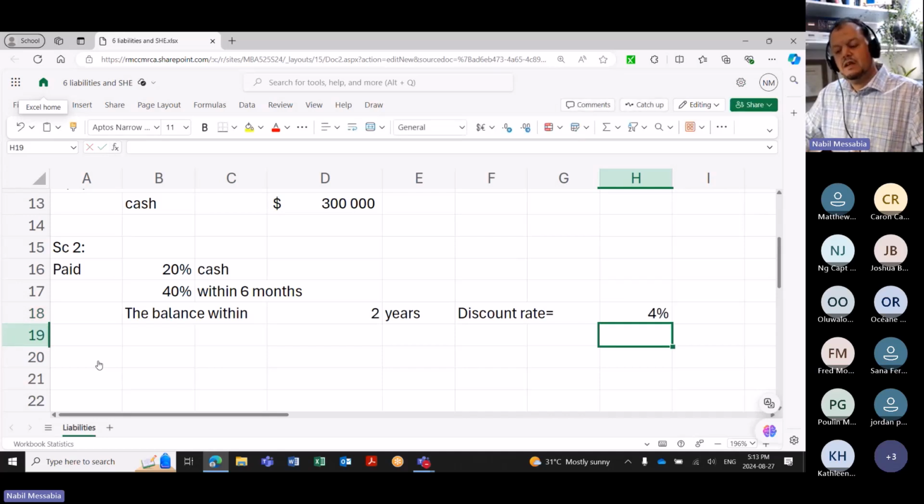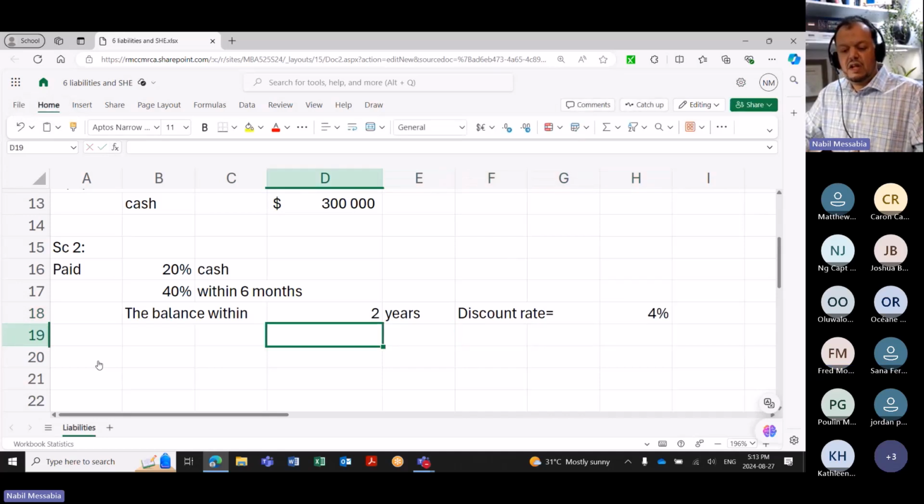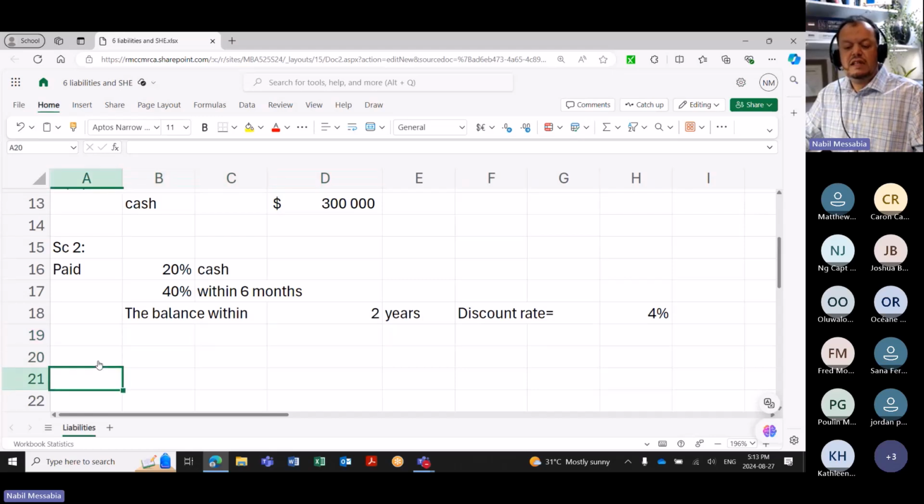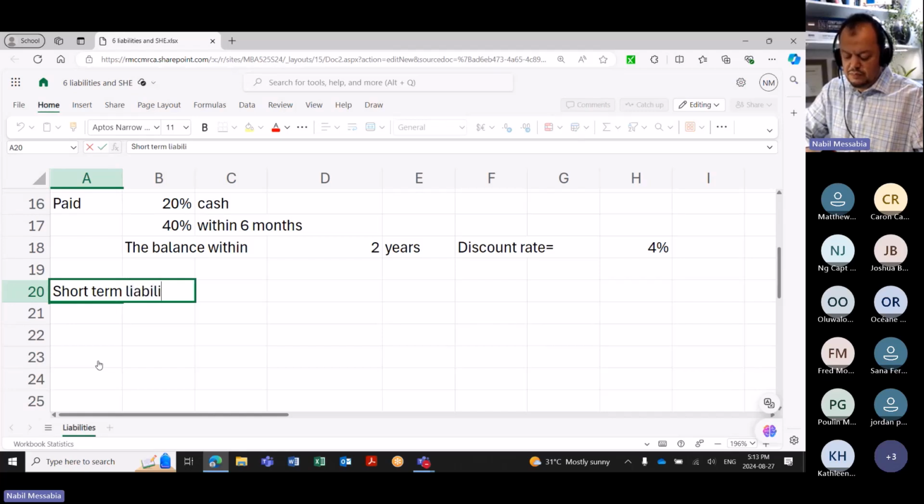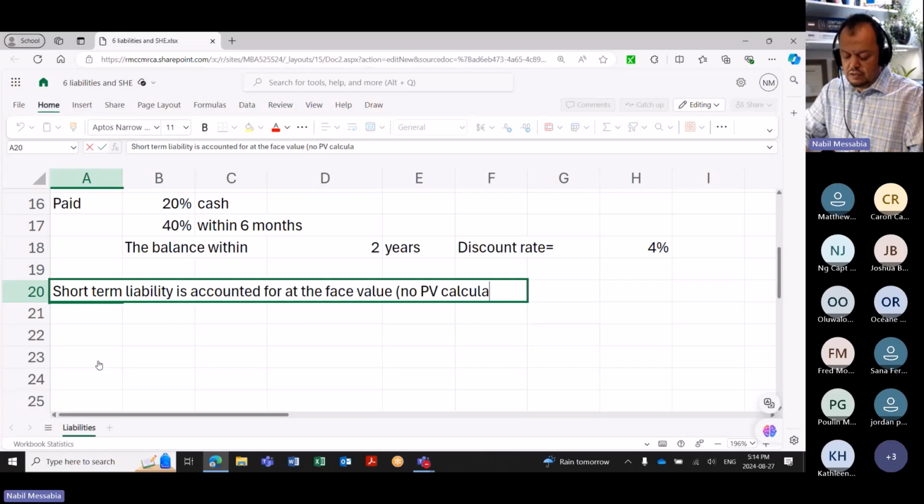Okay. So the rule is short-term liability does not require any present value calculation. Short-term liability is accounted for at the face value. So no PV calculation needed.